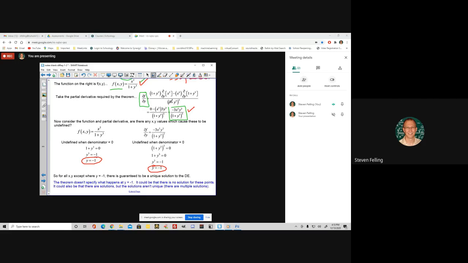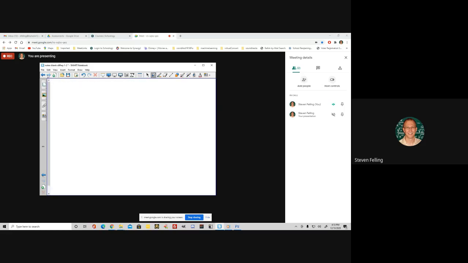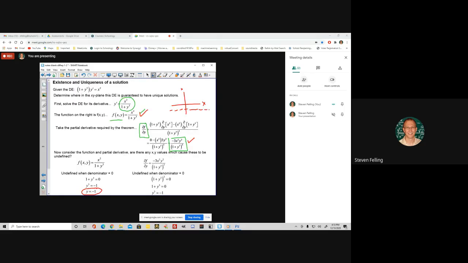All right, it doesn't specify actually what happens at y equals -1. It could be that there are solutions there, but multiple solutions, or it could be that there's no solution. But for every other place except where y is -1, we're guaranteed to have a unique family of solutions, or a unique solution for those particular points. All right, that's it for 1-2. So at this point, you should have enough to be able to do the 1-2 homework.